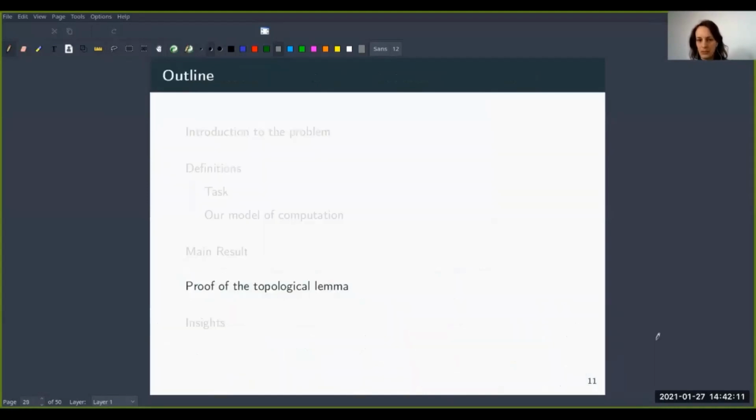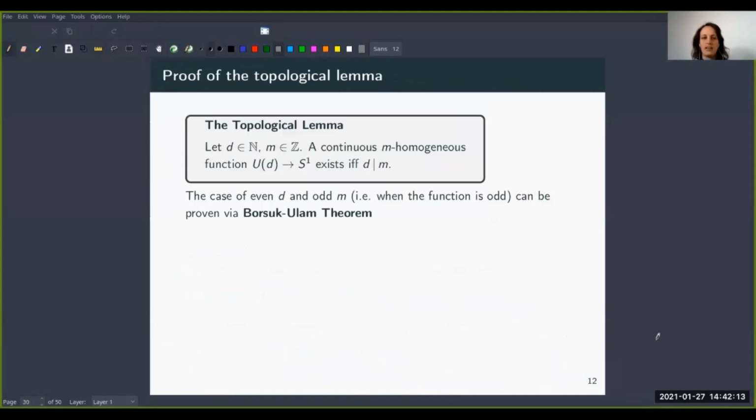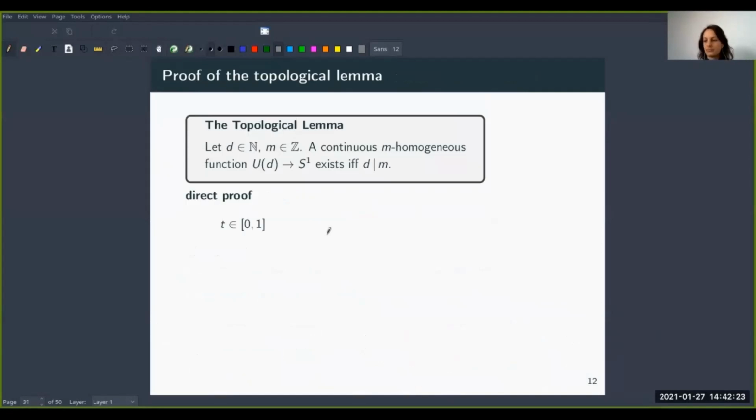Next, I will prove the topological lemma, but first I note that the case of even D and odd M can be proven via the Borsuk-Ulam theorem. But here I want to show the general direct proof. So we will look at paths on the space of D-dimensional unitaries, and we will parameterize the paths by t. And so the starting point is U of 0 and the ending point is U of 1.